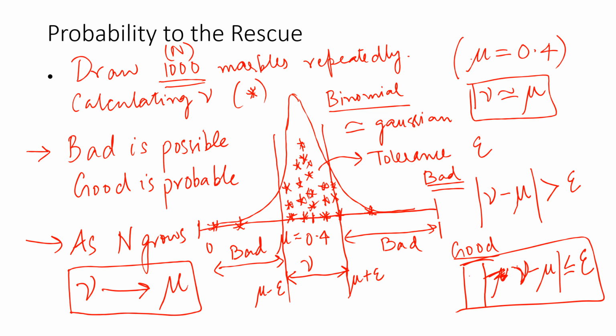So I would like to pause here and jump into the next video, where we will start talking about quantifying this relationship, basically trying to establish the relationship between nu and mu by using a bound that's known as Hoeffding's bound.